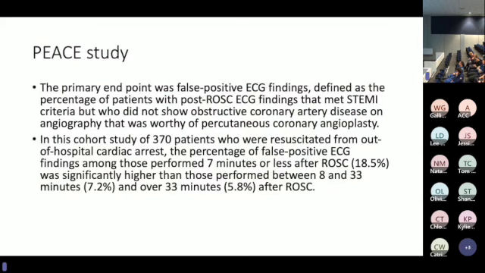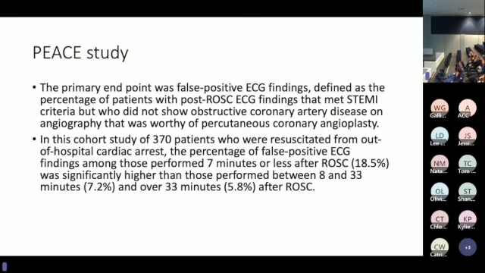That's just a little bit of a summary of the study, if anyone was interested. Basically, they were just looking for false positive ECG findings, so patients that had STEMI criteria but didn't have anything on the cath that was worth treating. That's still a pretty compelling reason to go to the lab if 82% of them are going to show something.